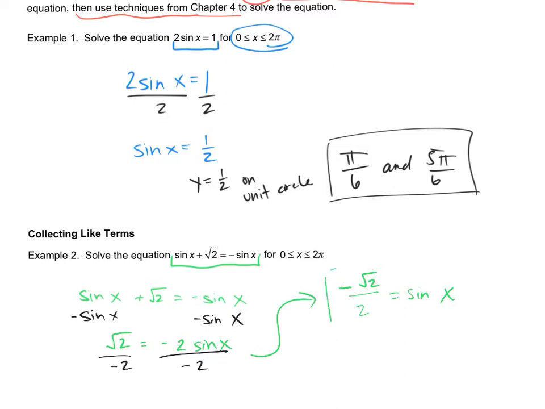So this is now what I'm going to be looking for as my y value on the unit circle, because I'm looking at sine, and I'm looking between 0 and 2 pi. Root 2 over 2 are my 45-degree angles, and sine of x is negative in quadrants 3 and 4. So that is going to be my angles of 5 pi over 4 and 7 pi over 4.